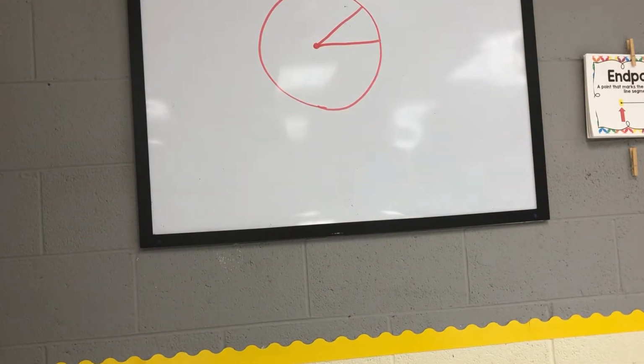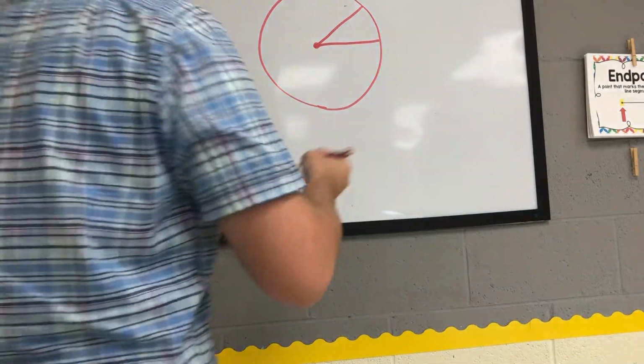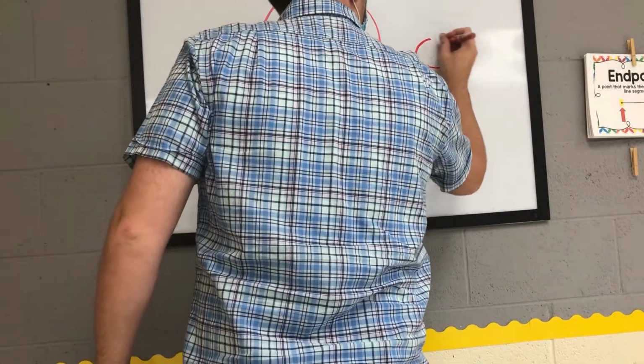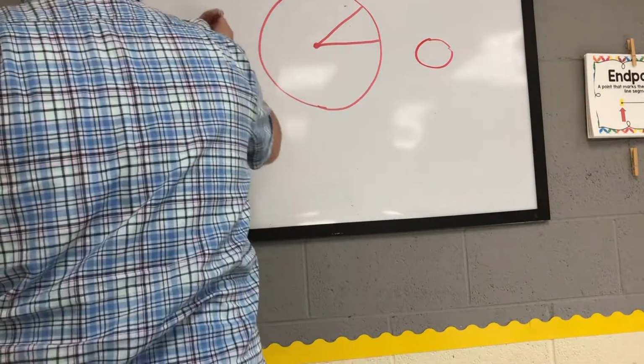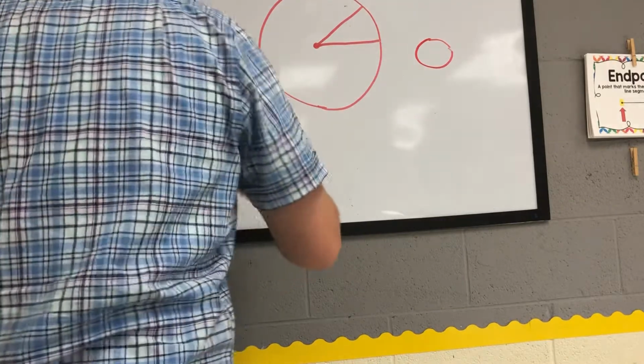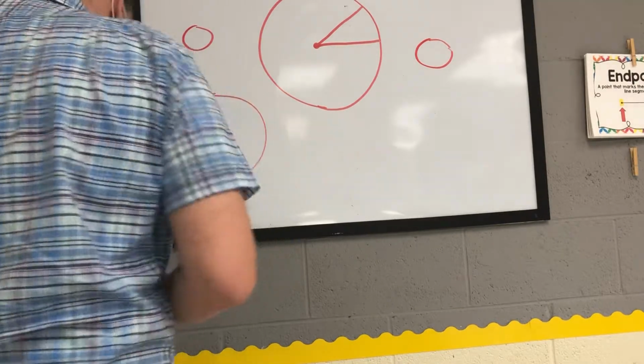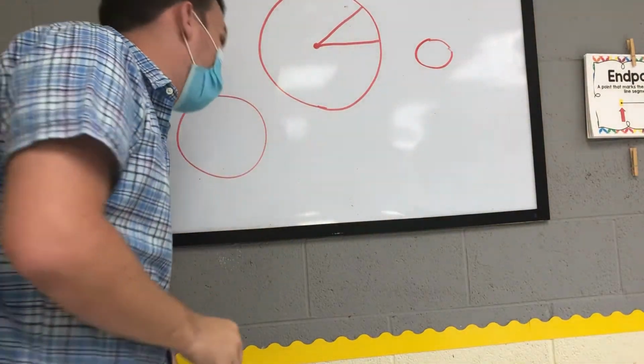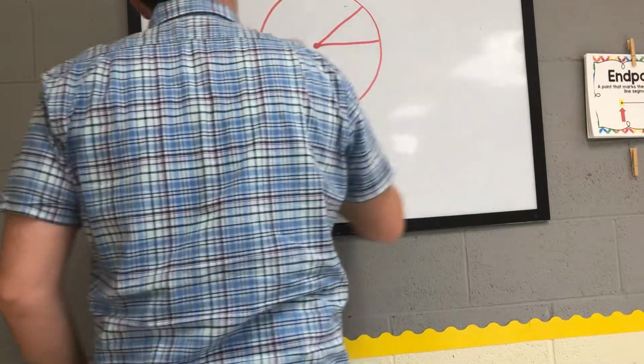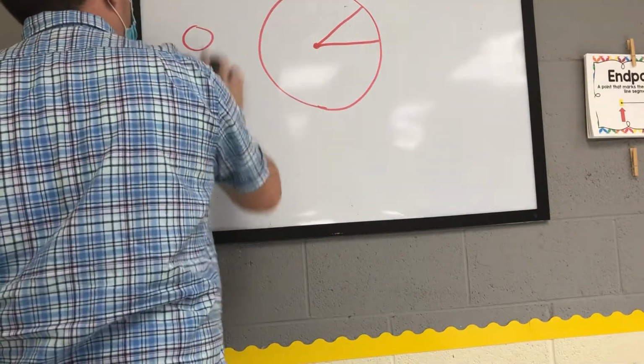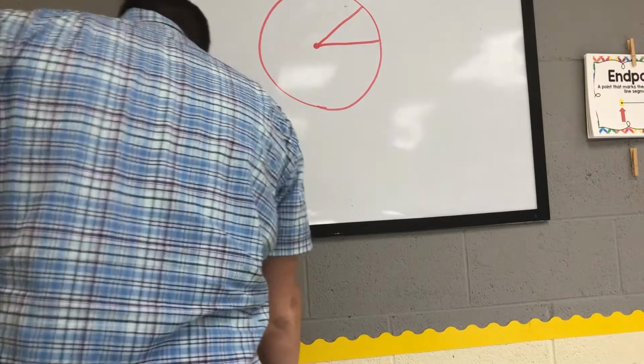Now, this circle has 360 degrees in it. That circle has 360 degrees. So it doesn't matter how big the circle is, they all have 360 degrees inside.